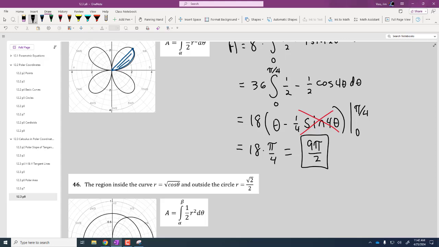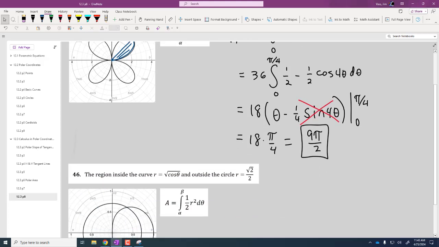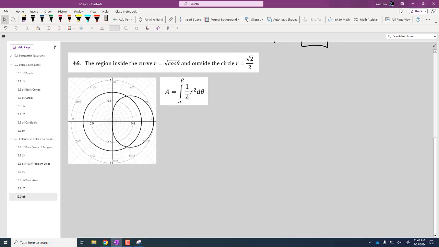Question? For determining the limits of integration on that one, are we going to be given that graph? If I was going to ask you to find any area that involved something other than a cardioid or a circle, you will be given the graph. Yeah, absolutely.